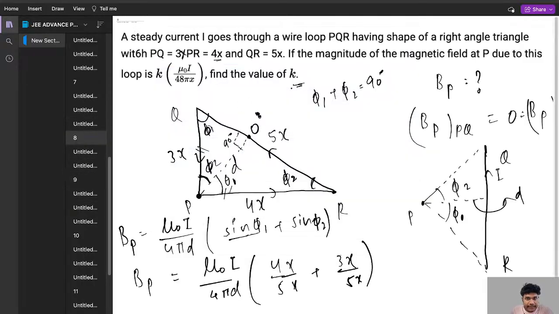D is equal to... if I see the D, that is this distance, if I apply cos theta 2 is equal to d by 3x, from here I get d is equal to 3x times cos theta 2, right? Do you understand this?